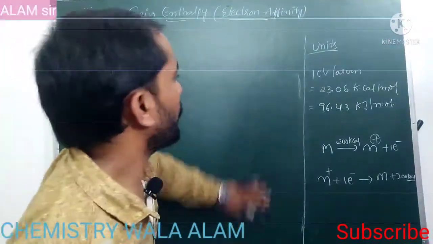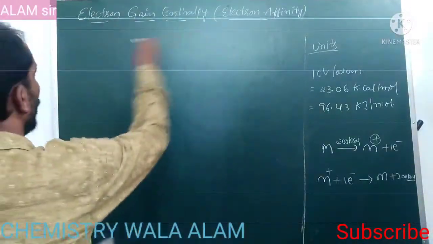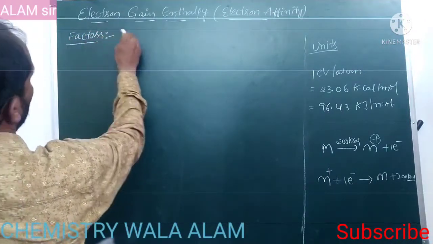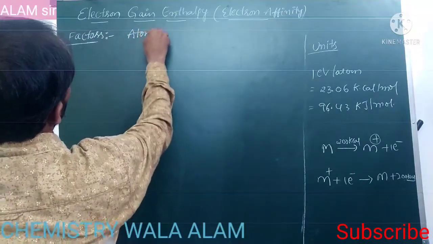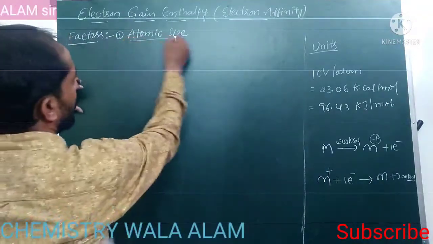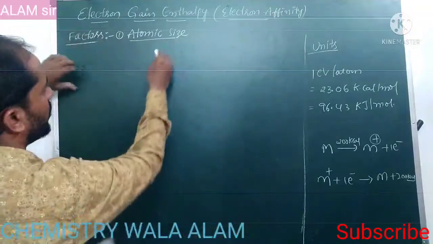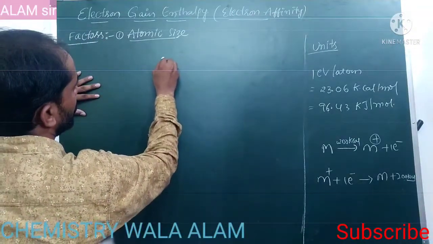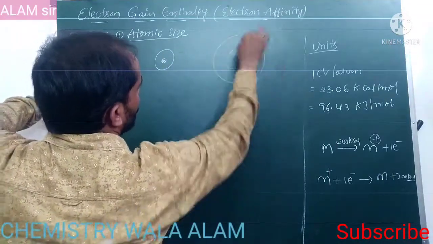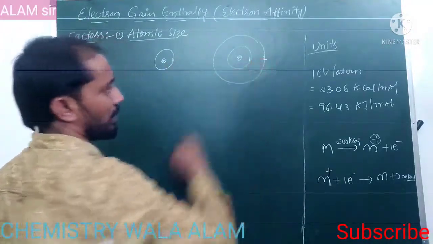Which factors can affect this? First one is atomic size. What happens when the size changes? Consider one small atom with its nucleus, and second one is a somewhat larger atom. A larger atom is nothing but one containing some more shells. It is containing only one shell, but this one is containing two shells.